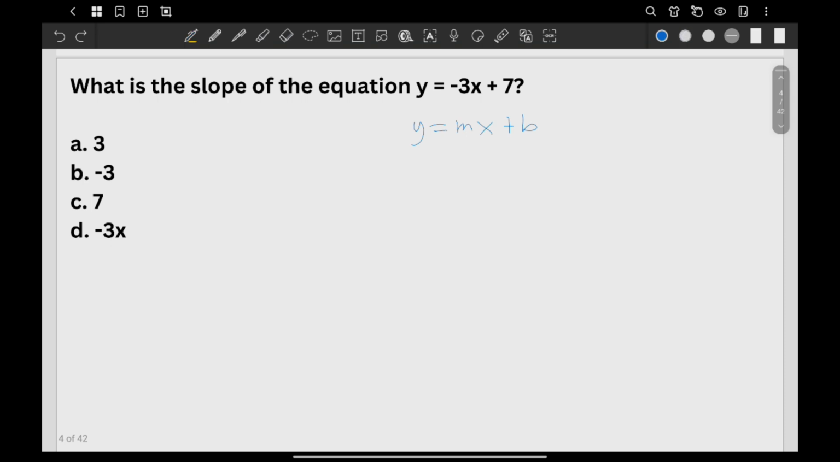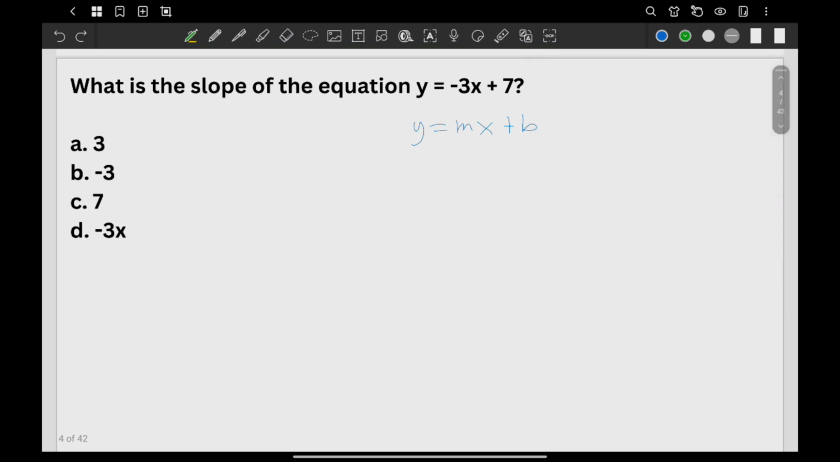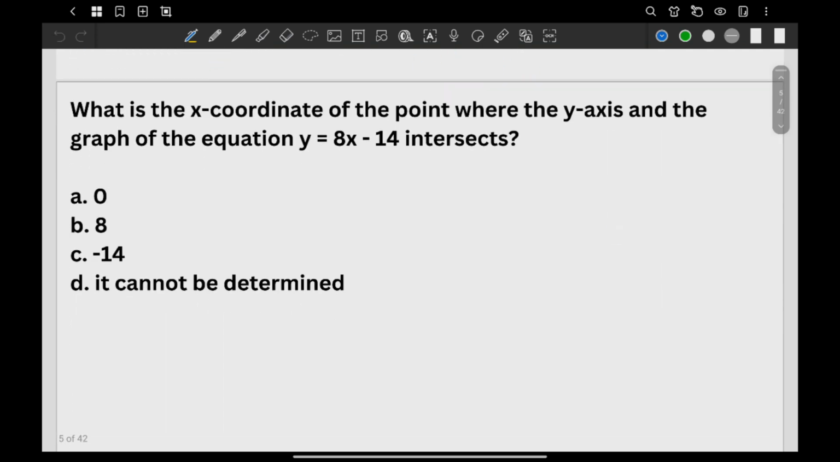Sir, what do you mean, what do you mean slope? When you say slope, that one is being represented by the letter m. That means we're going to be determining the value of m, and that is actually the -3, the number before the x. So the answer here is -3. This question is so simple, right? Okay, so next question.